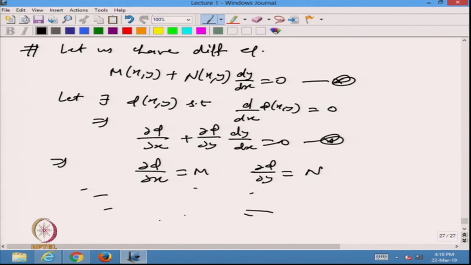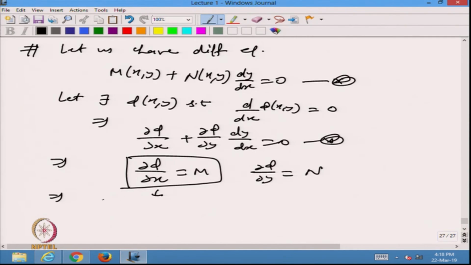Now, I want to find, from here, I just solve this differential equation, this one. So, integrating both sides with respect to x.